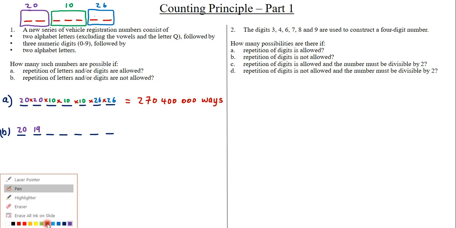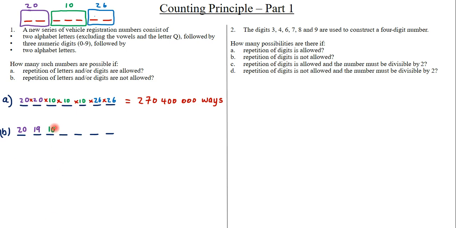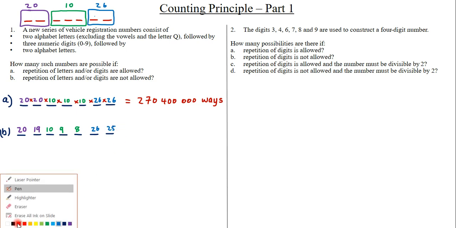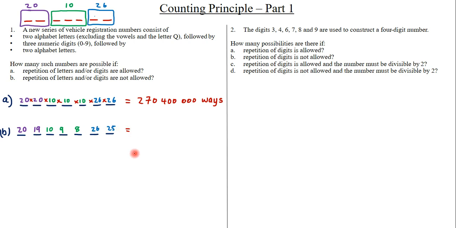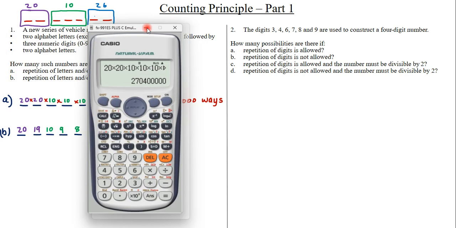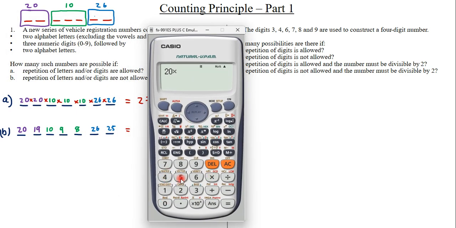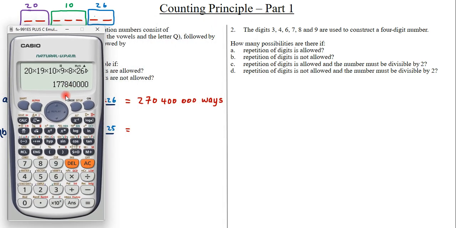Now, what about the second part? It's the same thing. When I'm putting in the first digit, I have 10 options as digits, but then I've used one, so now I have 9, then I'll have 8. The same is true for this one: it is 26, and then it will be 25. Then, as you guessed, to get the final answer, I will just multiply everything. So let's go ahead and do that. It's 20 multiplied by 19 multiplied by 10 multiplied by 9 multiplied by 8 multiplied by 26 multiplied by 25, and that is going to be our answer.